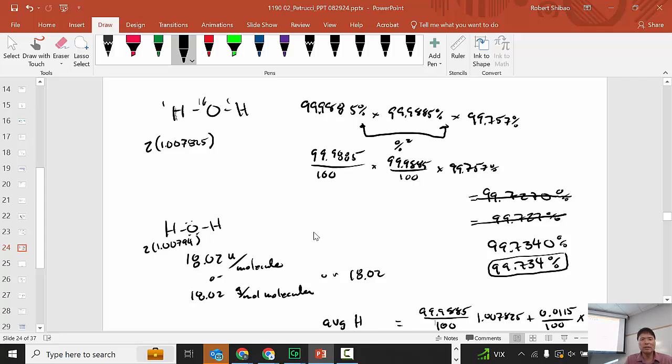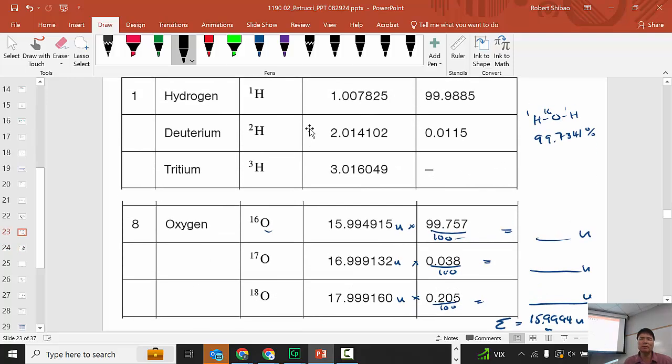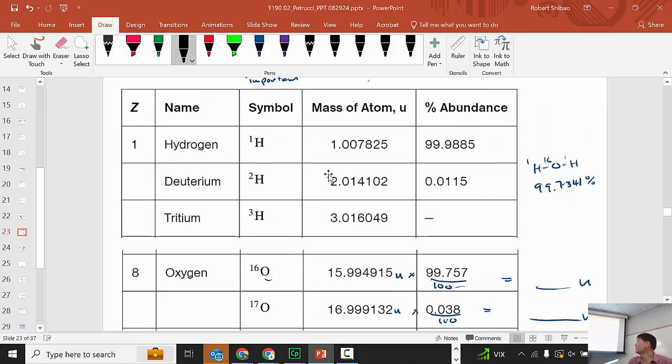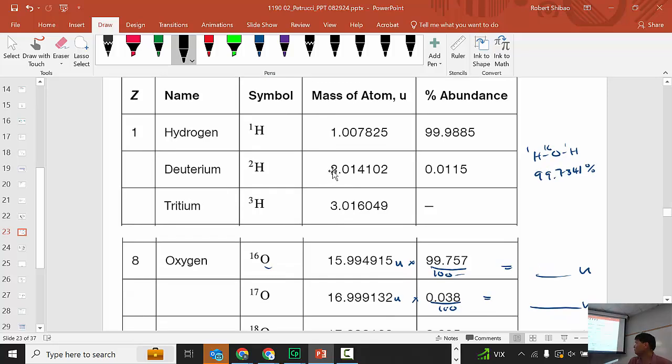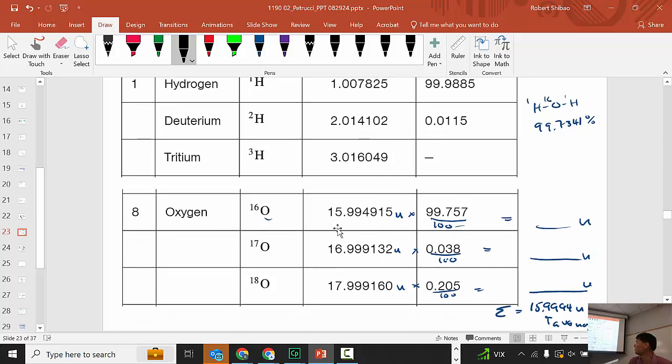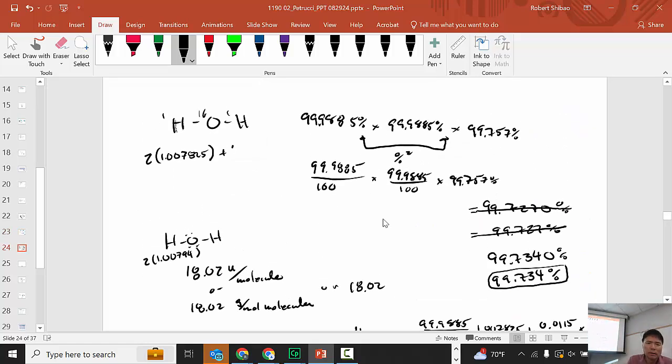All right, so we have two of these H1s plus an O16. O16 we can't get off the periodic table. We have to use this table. What was this table called again? Yeah, this is a table of isotopes. And this table of isotopes I pulled from your Appendix D of your book. So it's 15.9949 15. And so the mass comes out to what?